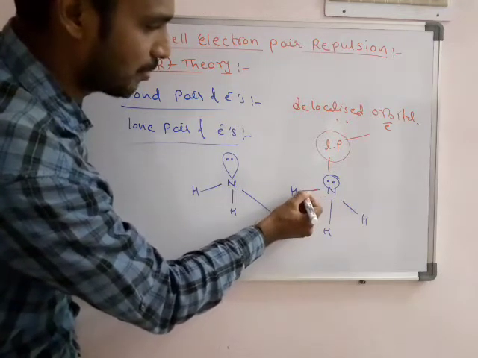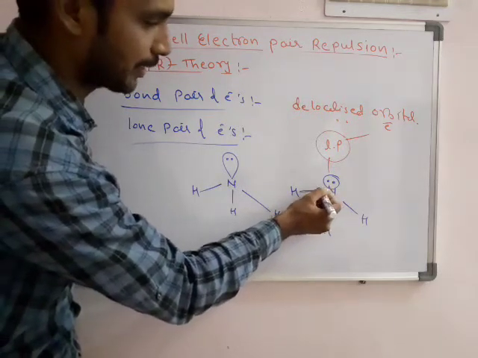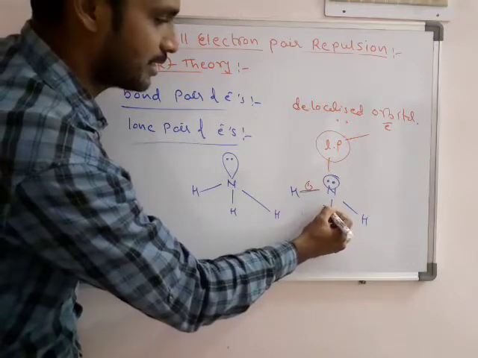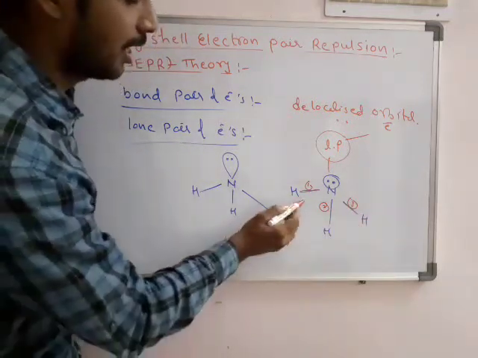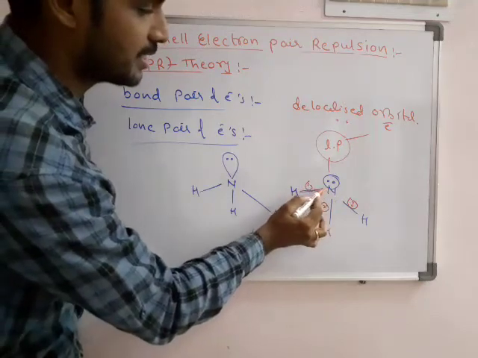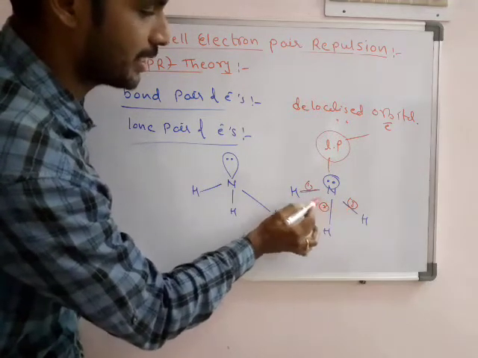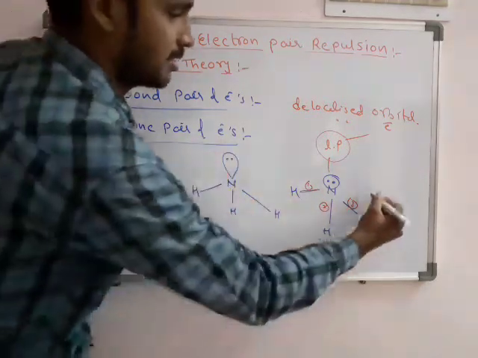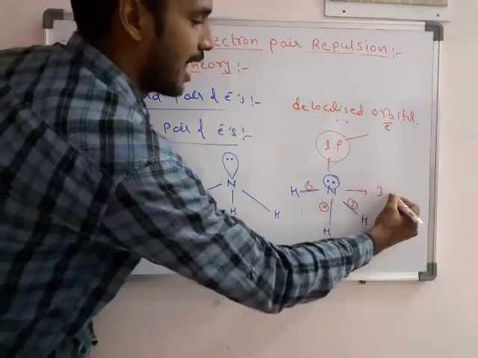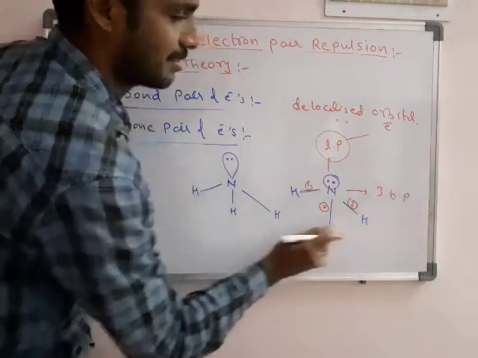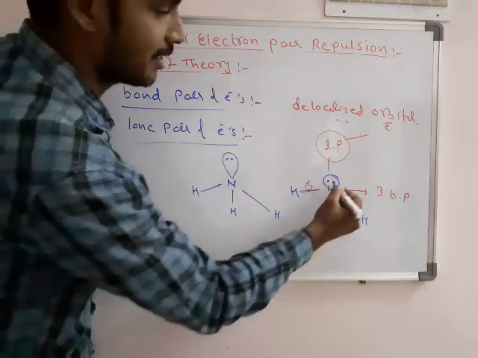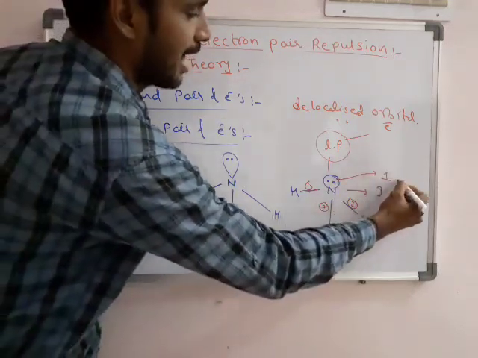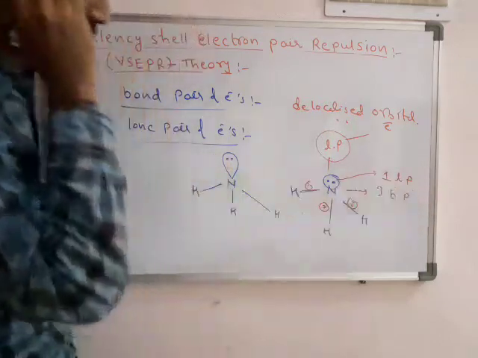Two electrons make a bond. This is one bond pair, this is the second bond pair, and this is the third bond pair. I am counting them. So nitrogen has how many bond pairs around it? It has 3 bond pairs. How many lone pairs does it have? It has 1 lone pair of electrons.